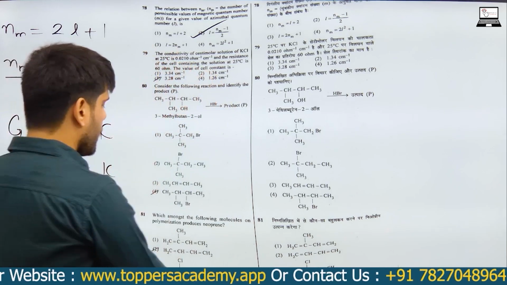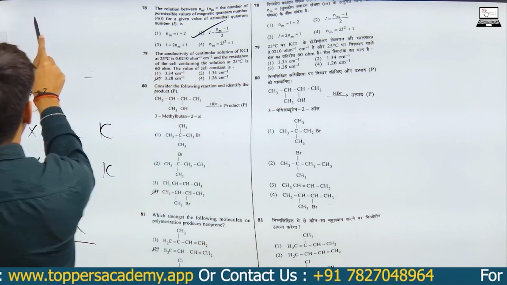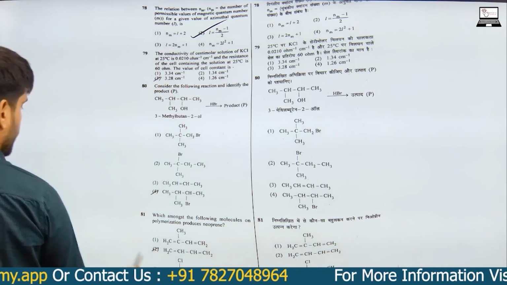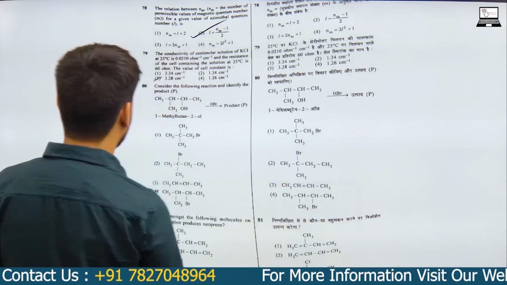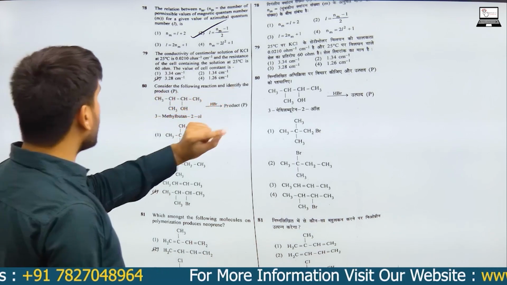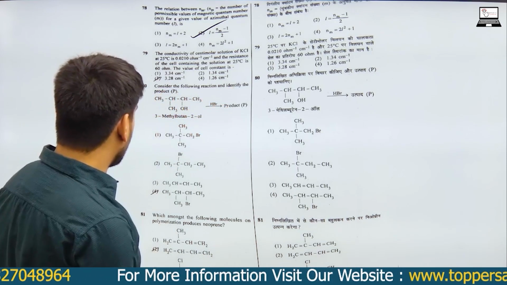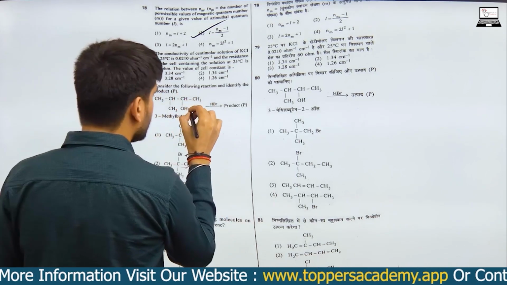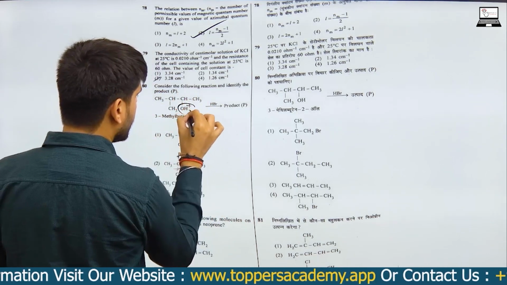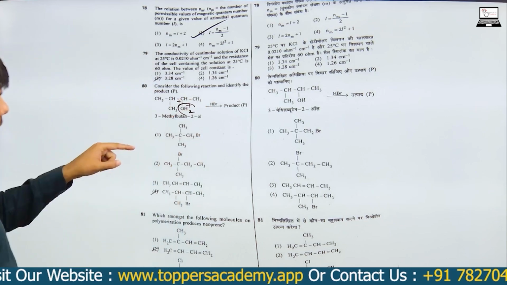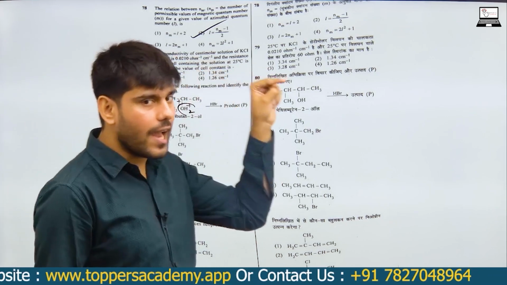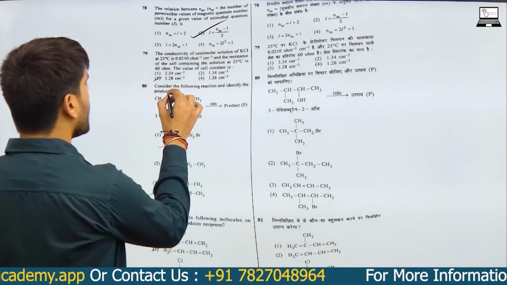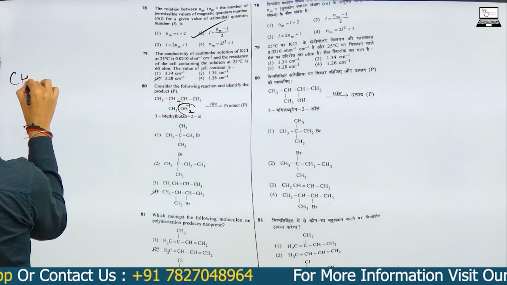Next question is, consider the following reaction and identify the product. Okay, so we know that in the first step, this will be H plus, then this goes, I get a positive charge here. But then we know that if I shift the hydride, in order to get a stable 3-degree carbocation, then the new carbocation generated will be like this.